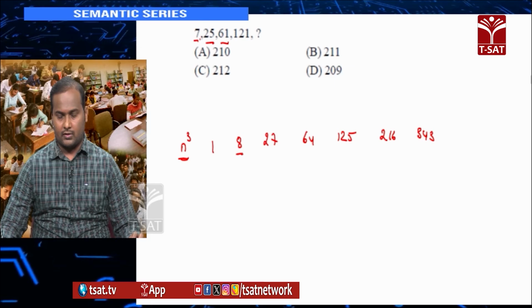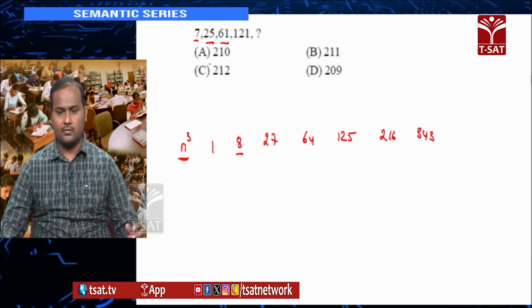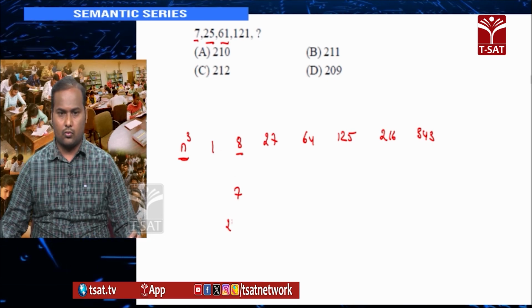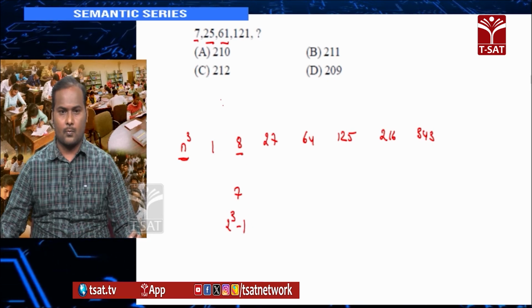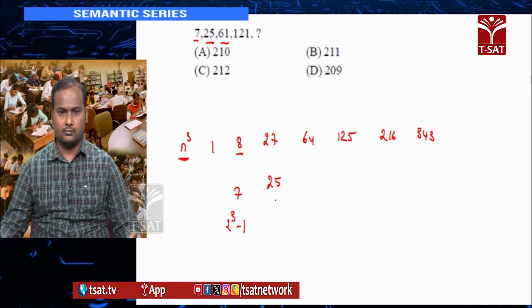So, what is the format of this one? See here first, it is given 7. How can I write 7? I can write 7 as 2 cube minus 1. Then it is 25. How can I write 25?